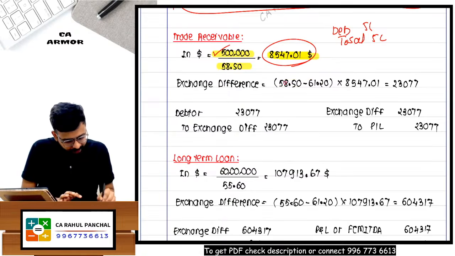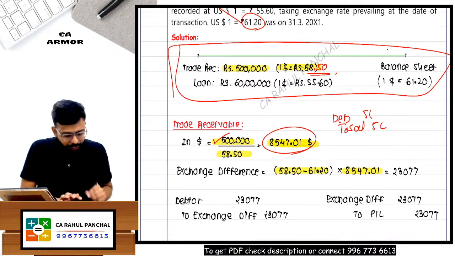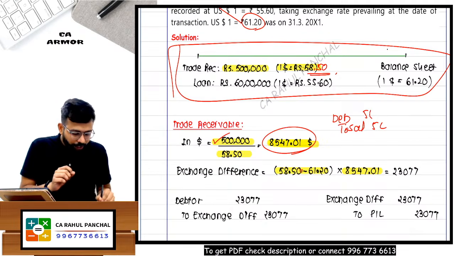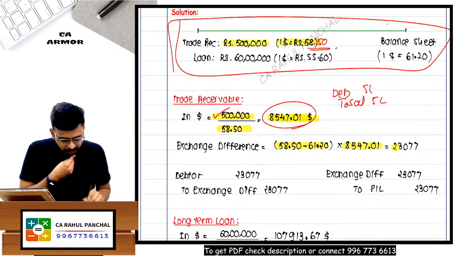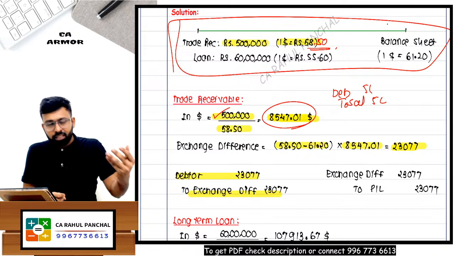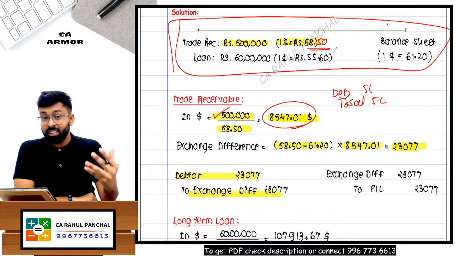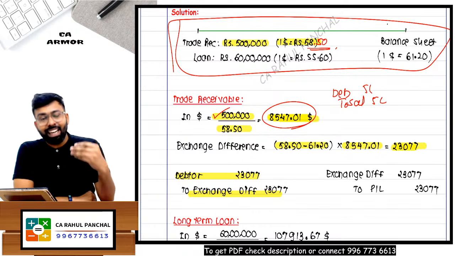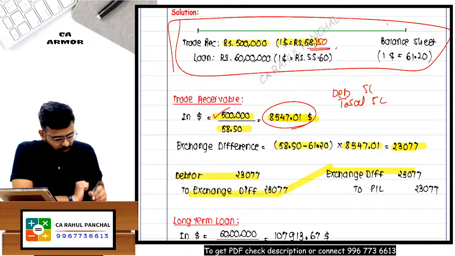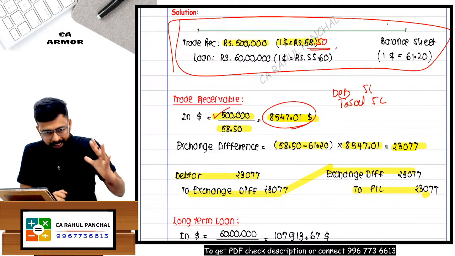So you will say that this is a difference. That is, 58.5 and 61.2, into this many dollars. This is what I will get extra for $1, so this many extra rupees I will get. So I will say debtors to exchange difference. Increase in debtors, the difference is transferred to exchange difference. And whatever is a gain this time, increase in debtors is a gain, that will be transferred to P&L account. So exchange difference to P&L account. I hope that was very much understandable.